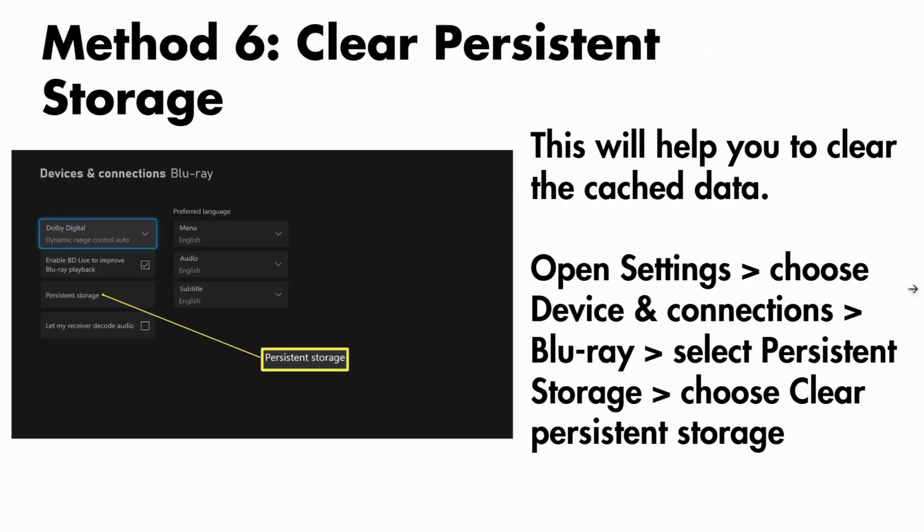Next is to clear persistent storage. This will help you to clear the cached data. For that, open settings, then choose device and connection. Now click on Blu-ray, then select persistent storage and then select clear persistent storage.